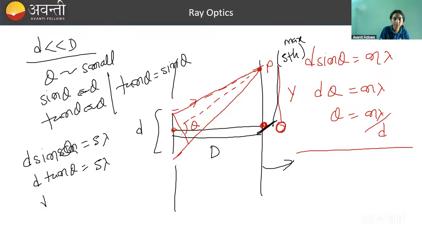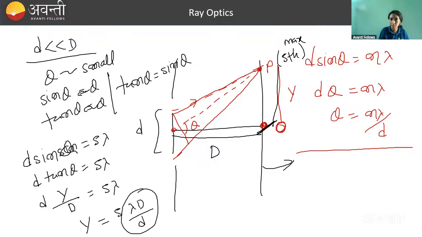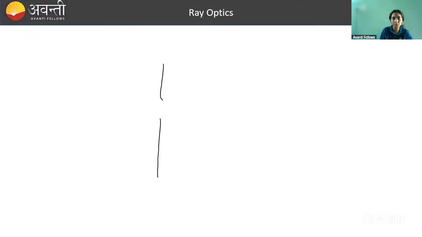ठीक है? So tan theta को आप क्या लिखोगे? You will be writing y by D times d equal to 5 lambda. Now you can easily calculate y, right? So that is equal to 5 lambda D by d. ठीक है? This lambda D by d is also the fringe separation, if you have learned. So the distance of fifth maxima from the central position is going to be equal to 5 into lambda D by d. ठीक है? So this is how you can deal with angles also. You should keep this in your mind.